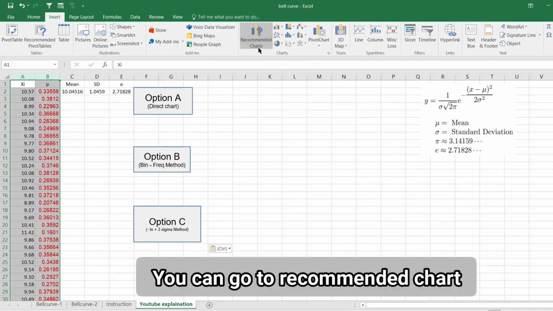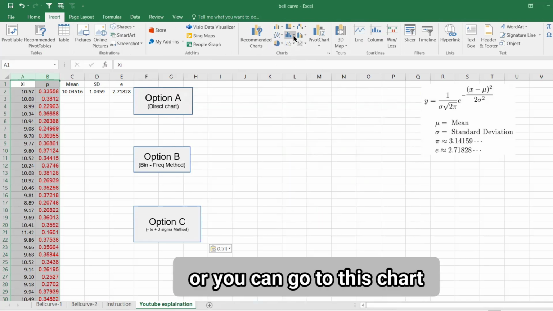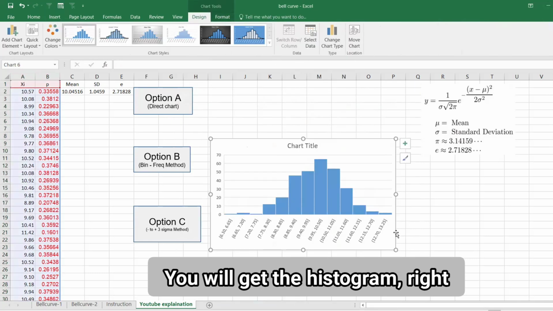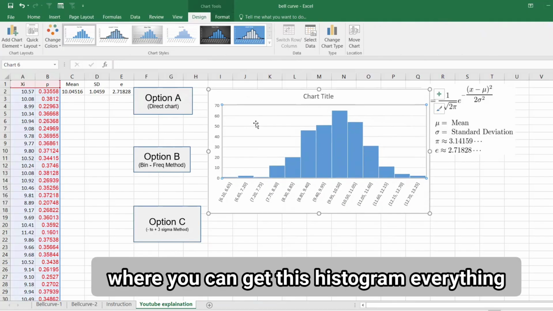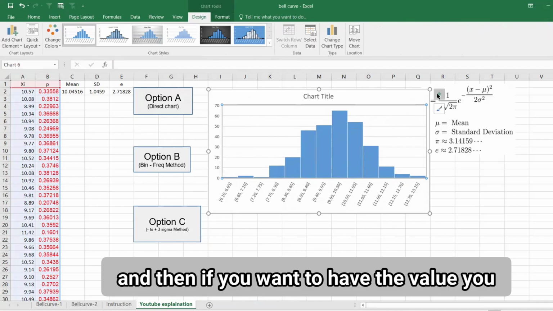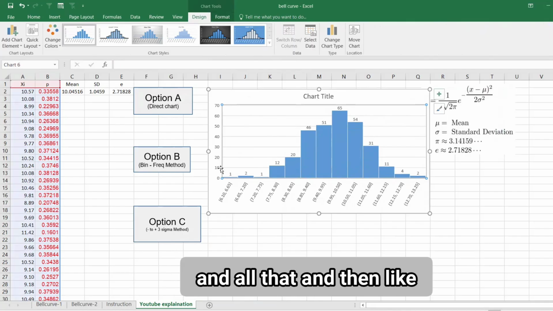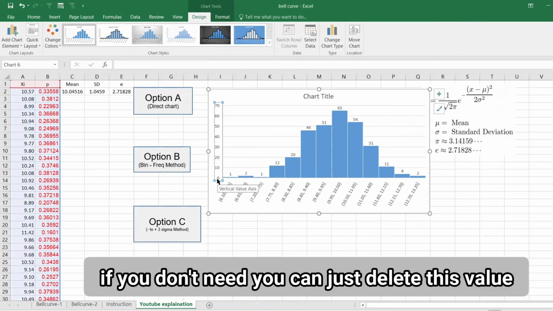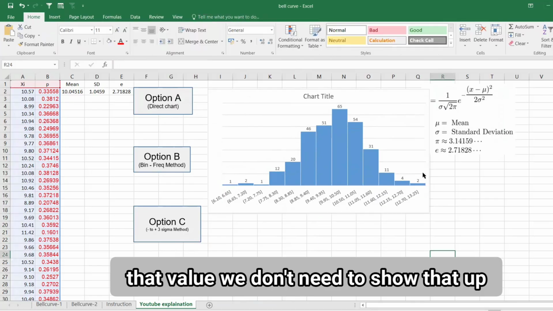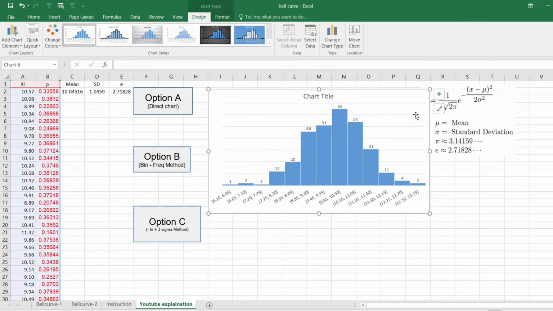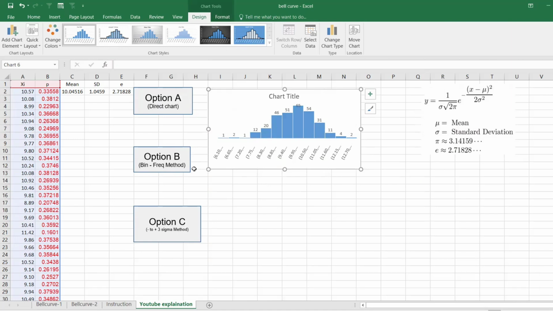the direct method. You can go to the recommended charts, or you can go to this chart, and you will get the histogram, right? So this is option A, where you can get this histogram, everything. And if you want the values, you can have the values also, data limit and all that. If you don't need it, you can just delete this value because we already have that value. We don't need to show that. Okay, this is option A for us.